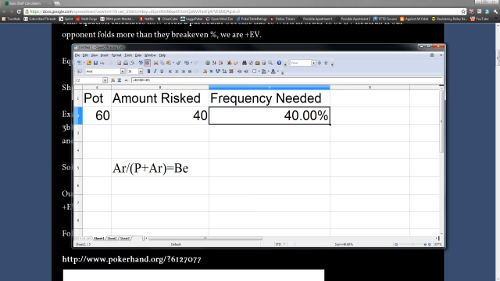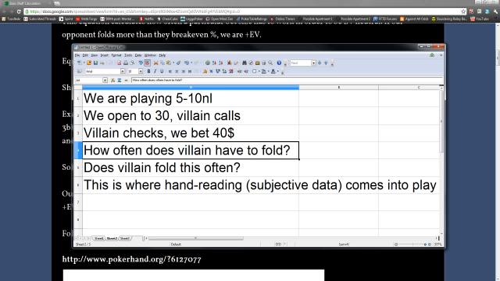So the bet needs to work 40% of the time. Okay, so now we've stated the objective data, that the bet needs to work 40% of the time. How do we use this to say something meaningful? Now we have to take that objective data and match it up with our reads. This is where hand reading comes into play.